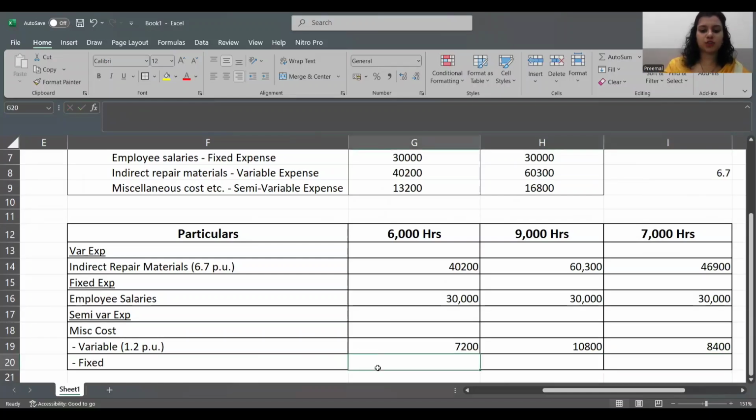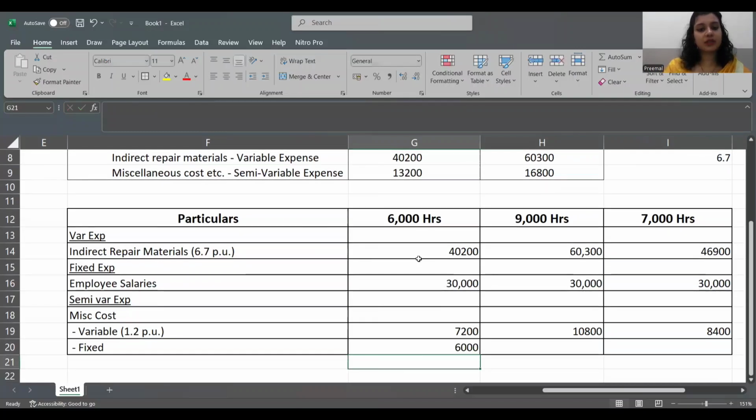Now, coming to the fixed portion. This is very simple. You already have the total cost in case of 6,000 hours and 9,000 hours. Out of the total cost, variable is already calculated. So the remaining automatically becomes the fixed cost. That means the total 13,200 semi-variable cost of 6,000 hours minus variable portion 7,200 will give me a fixed portion of 6,000. And this should be the same even in the other column, the 9,000 hours.